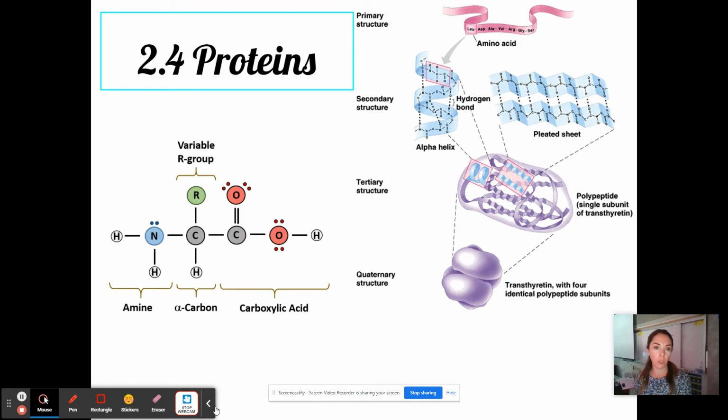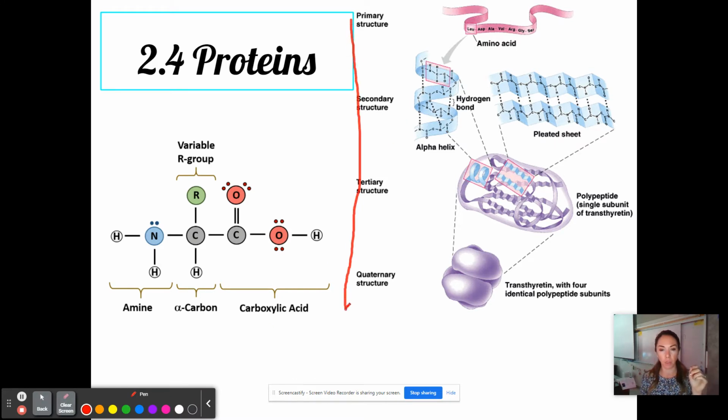All right, so 2.4, proteins. We've already covered the basic functions of proteins and the basic building of proteins, but I want you to have some things in your notes. First of all, this is the big picture right now, so you don't need to write any of this down, but it's good to look at. Things like this you do need in your notes, right?